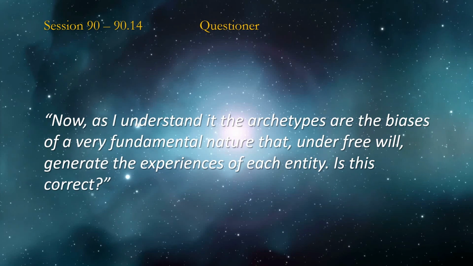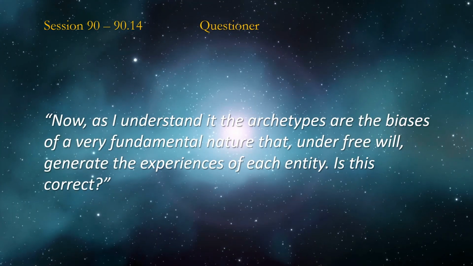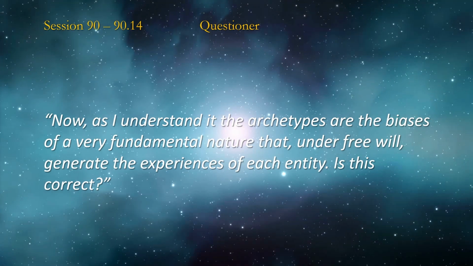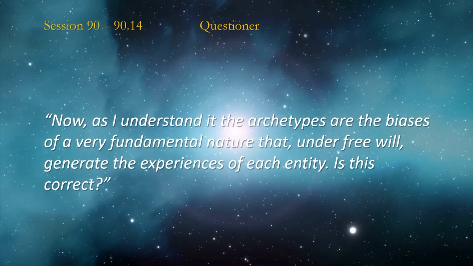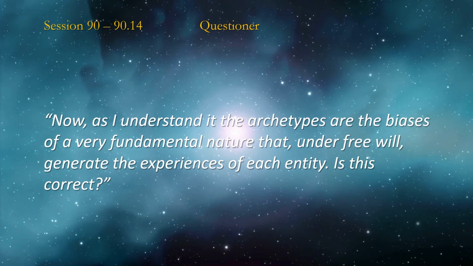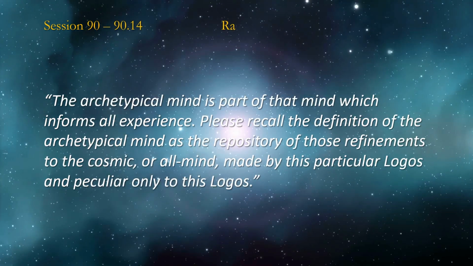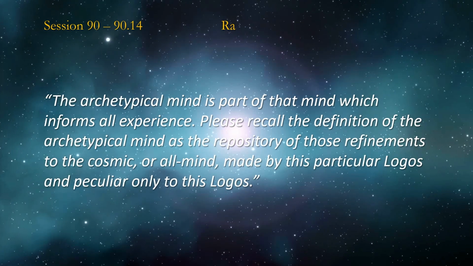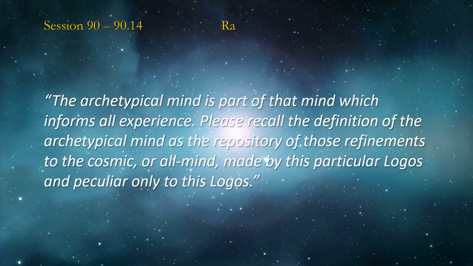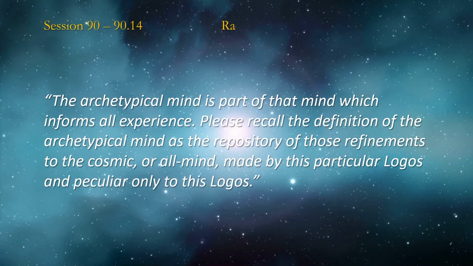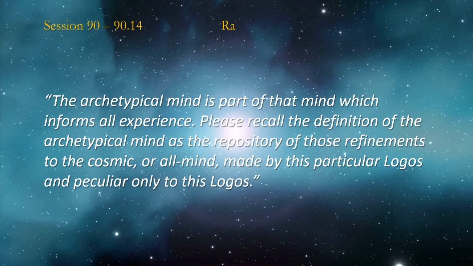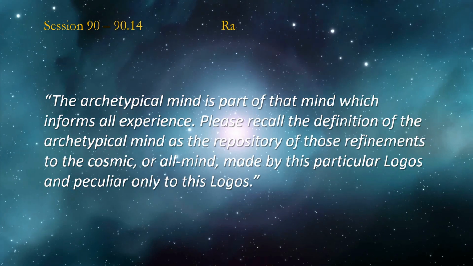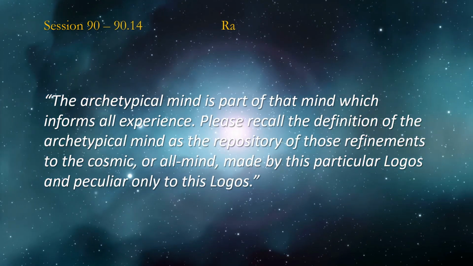Question 14, Don says, now, as I understand it, the archetypes are the biases of a very fundamental nature that, under free will, generate the experiences of each entity. Is this correct? Ra says the archetypical mind is part of that mind which informs all experience. Please recall the definition of the archetypical mind as the repository of those refinements to the cosmic or all mind made by this particular logos and peculiar only to this logos.